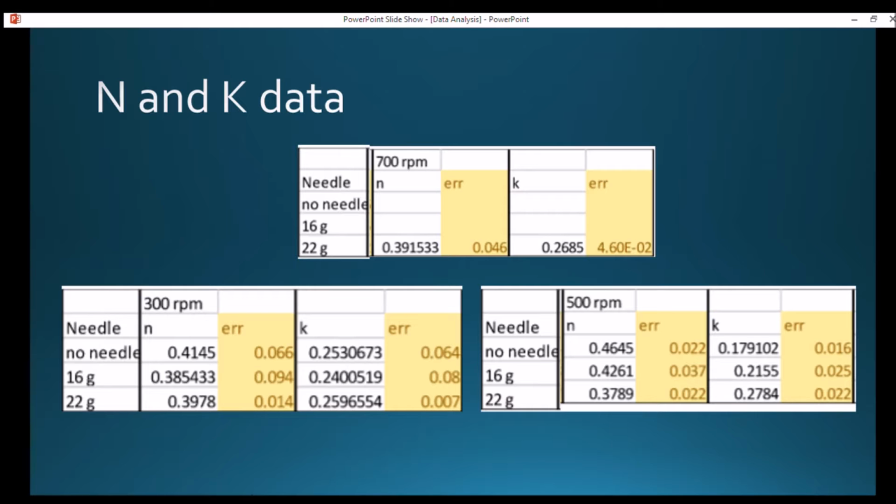So as you can see here, we have very low error, and we only get Fickian diffusion, really. We get it close here at the 300 RPM no needle, and we get Fickian diffusion at the no needle for 500 RPM and the 16 gauge. And as you can see, the k values are really consistent, which shows us that we did something right with our data. But again, like I said, the trends are all kind of funny.